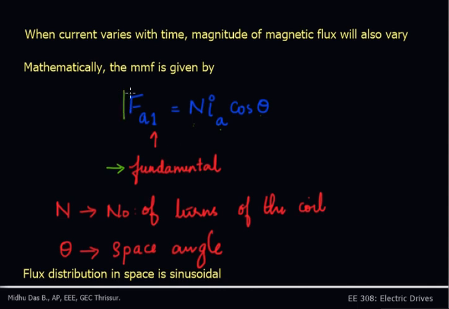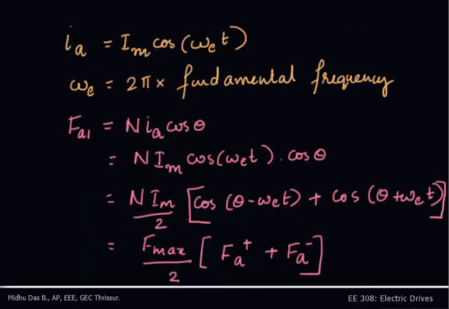Now we got an expression for the fundamental component of MMF. Now what is IA? IA is a sinusoidal signal. We are representing it in cosine format, Im cos omega Et. Omega E is 2 pi into the fundamental frequency of the supply. Now what is FA1? You substitute for IA here, you get it as Nim cos omega Et into cos theta.